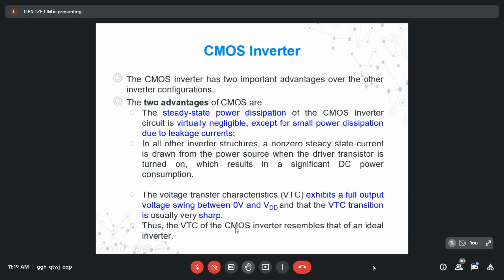For the VTC of an inverter, we want to get it as sharp as possible, near to the shape of an ideal inverter. You see a lot of VTCs where the shape of the inverter is not very sharp, the transition is not very sharp. It means that is not the ideal one, but the realistic one. The good one is the one that you should get with a sharp transition.